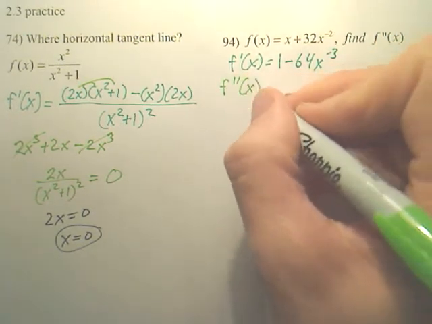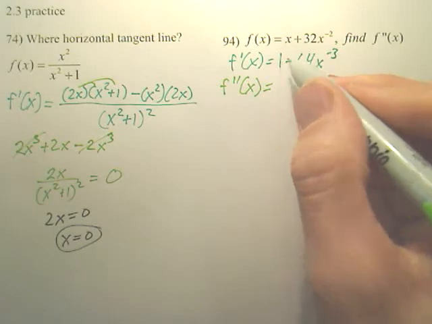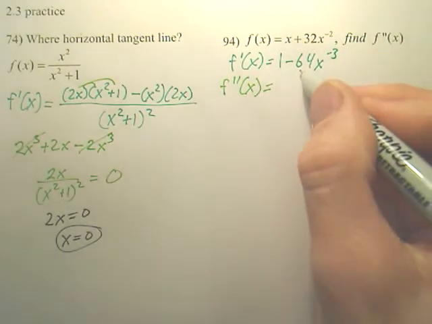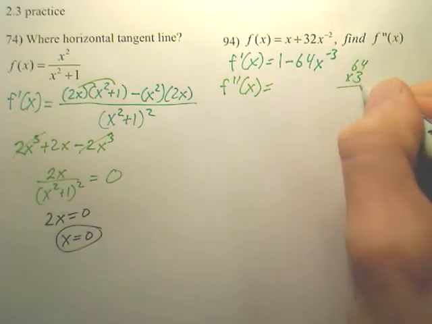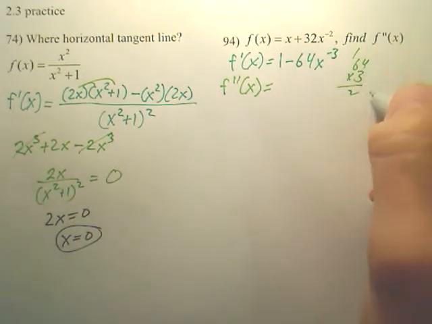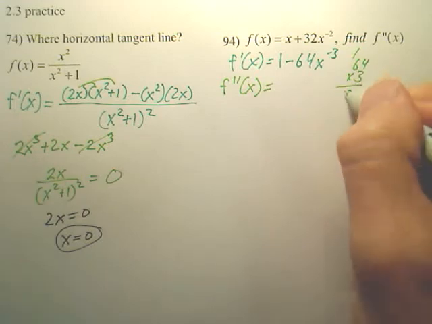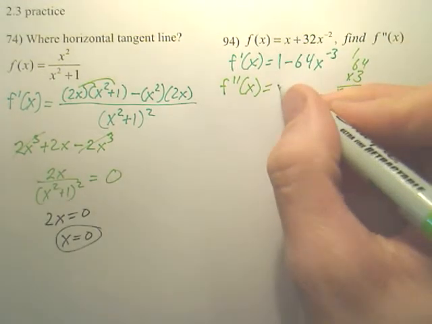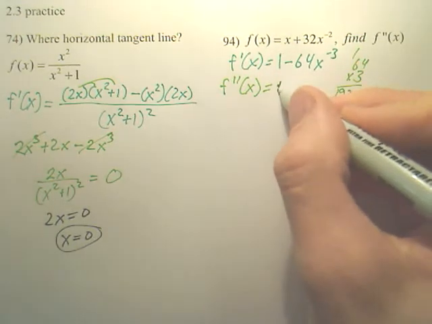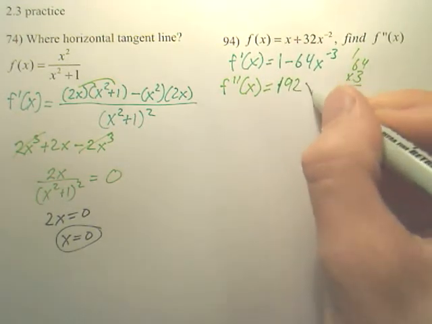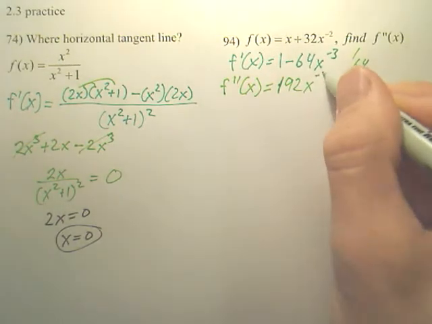To find the second derivative, the derivative of 1 is 0. That's gone. 64 times 3, that's a little bit harder, but 64 times 3 is 192. Now, will that be positive or negative? There's a negative times a negative, so it'll be positive 192x. Subtract 1 from the exponent, so it's negative 4th.